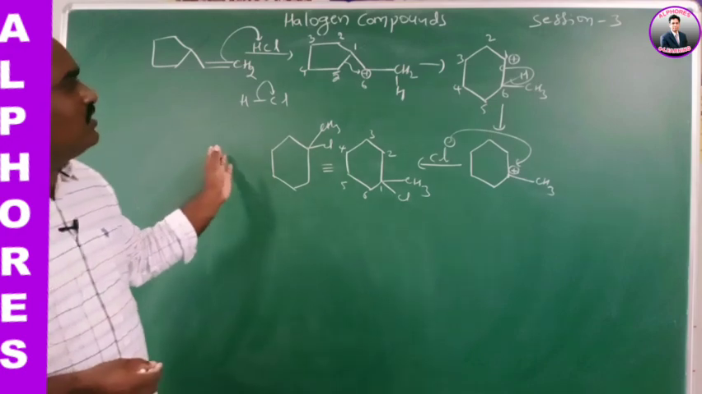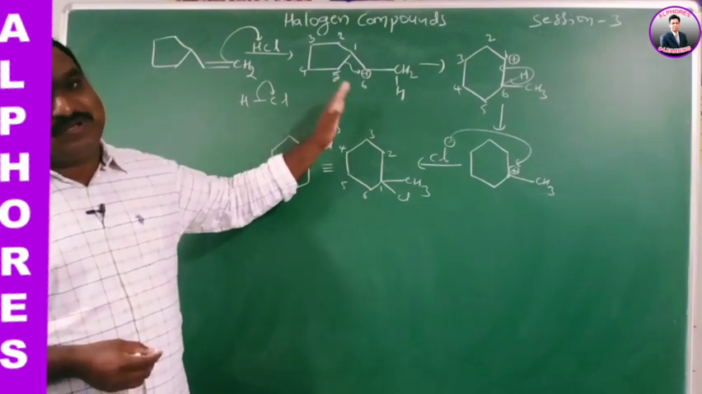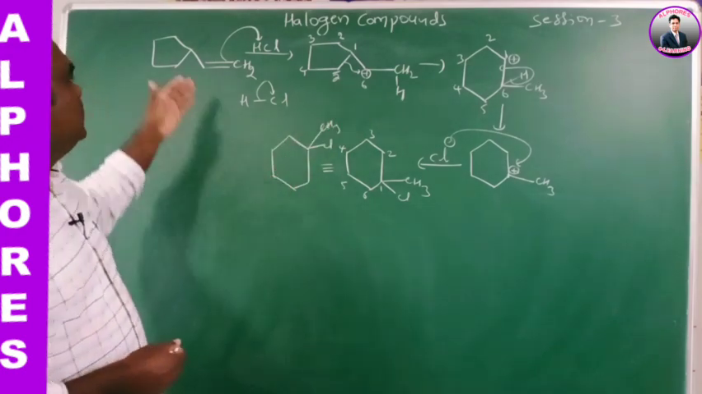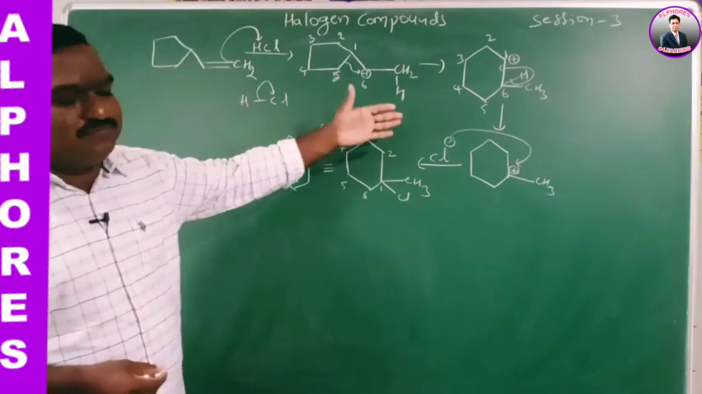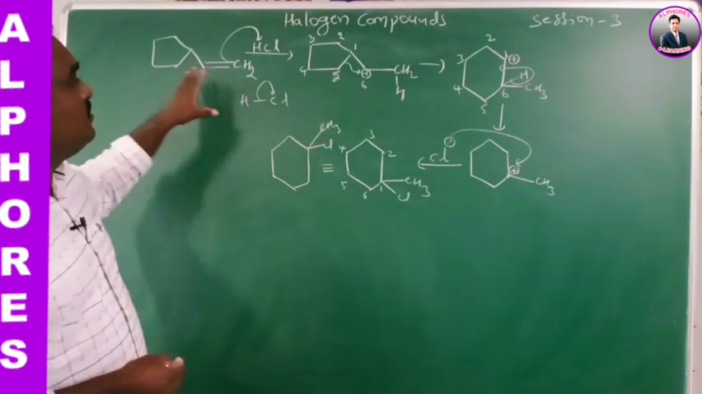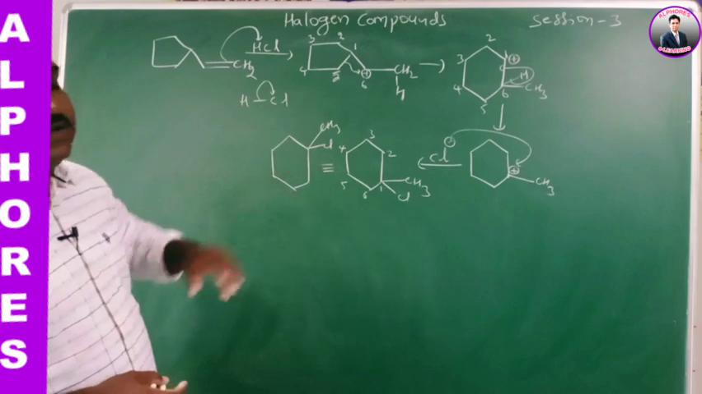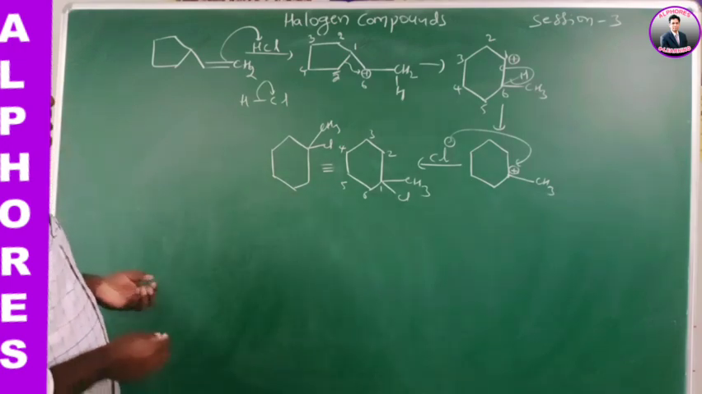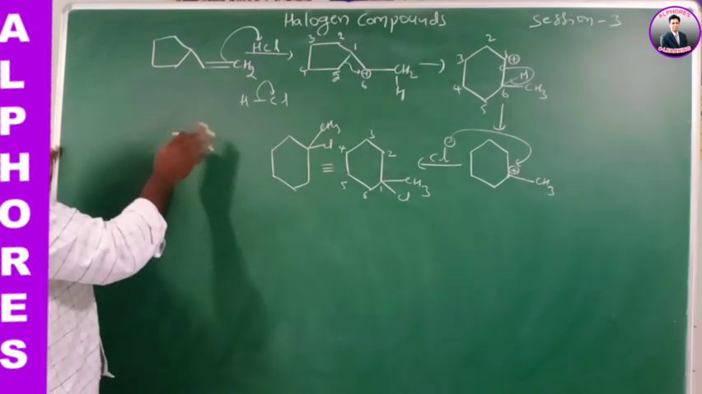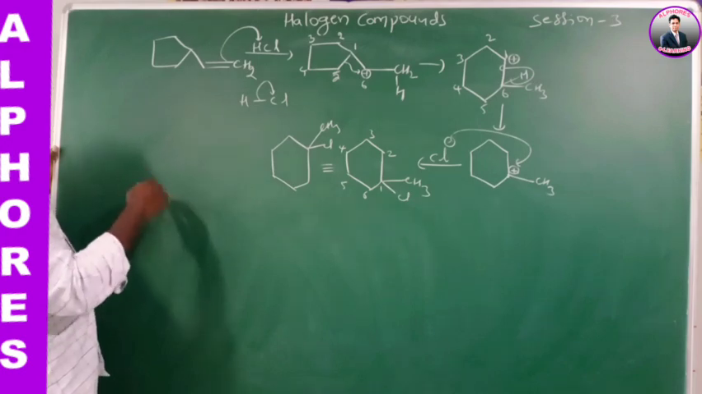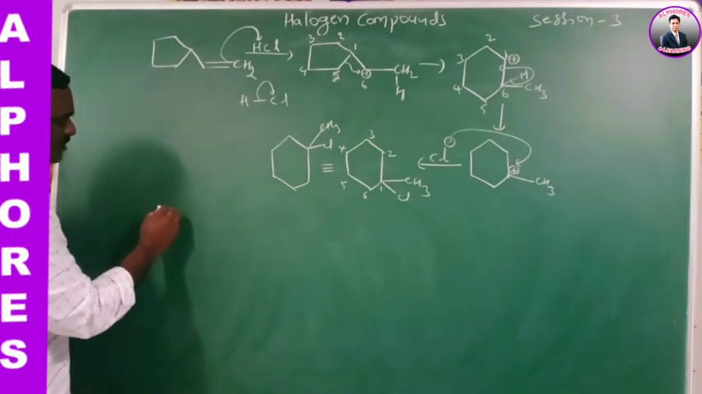This is the way to write the ring expansion reactions. If you take methyl, extra methyl group is there here. This is the way to write that final product here. Final product. So these type of reactions are electrophilic addition reactions.